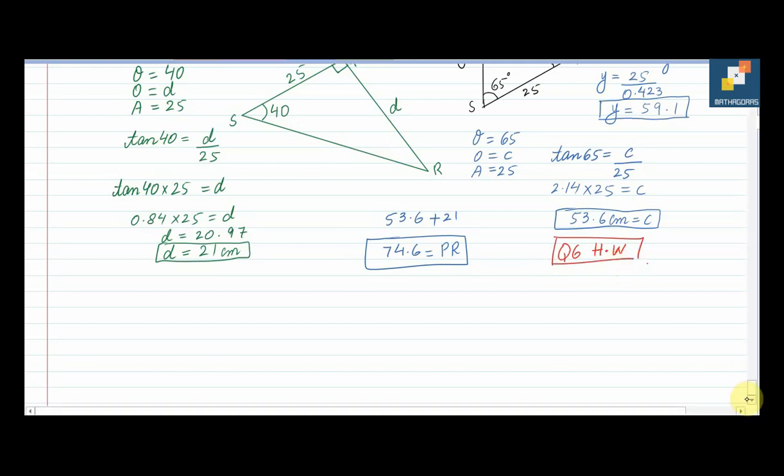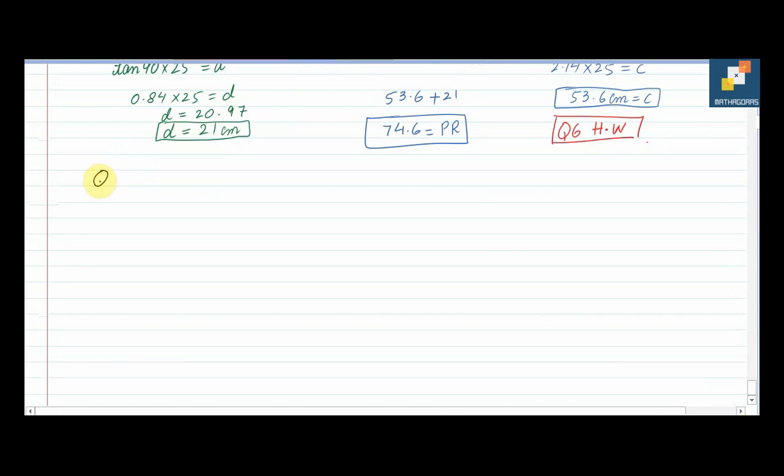So after question number 6, moving on to question number 7. Now the question has a tricky diagram, so let me draw it first. In this question we have 3 triangles. I had made the first one, sorry. So that is the first triangle. With continuation of that triangle, it's another triangle, and we have one more triangle on the right side.